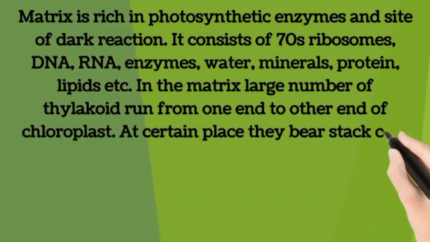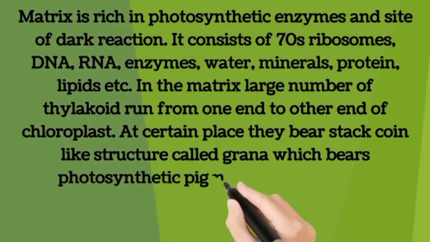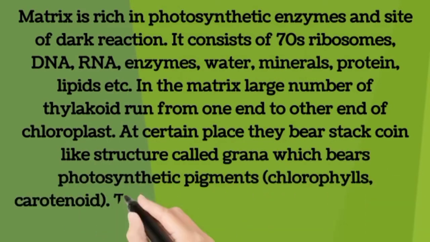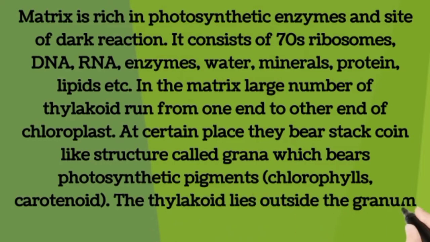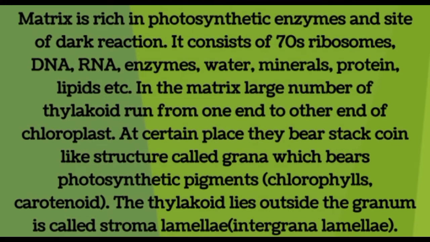In the matrix, a large number of thylakoids run from one end to the other end of the chloroplast. At certain places, they bear stack-of-coin-like structures called grana, which bear photosynthetic pigment. The thylakoid lying outside the grana is called stroma lamella. It is also called grana lamella.